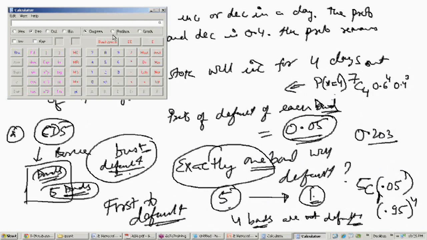For the first question, the probability will be 7C4, which is 7 into 6 into 5 divided by 6, so 7 into 5, 35. So that is 35 into 0.4 cubed into 0.6 squared. So the first answer also you have got correctly. The first answer is 0.29, the second answer is 0.20.